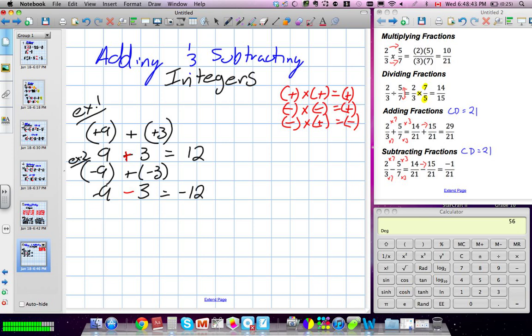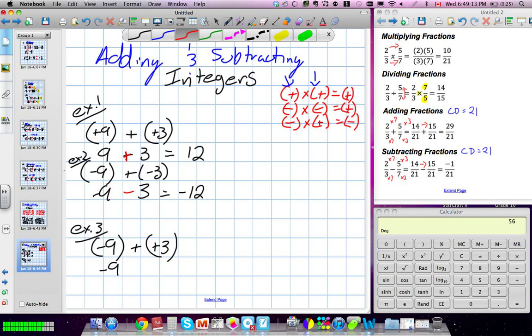Okay, what about, we'll say this is example 3, we'll put a little space here. How about negative 9? We did negative 9 plus positive 3. How do I replace those two positives? What would I replace them with? What sign? Negative. What's a positive times a positive? Positive. Good. So I just replaced the 2 with 1. So what's negative 9 plus 3? What's that going to be? Negative 6. Good. Okay.